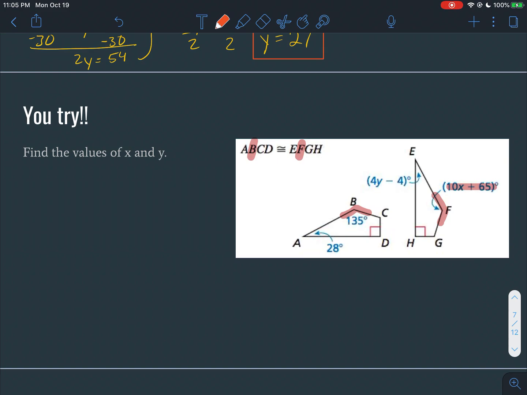So to find x, 10x plus 65 equals 135. So I'm going to subtract 65 from both sides. So 10x equals 70. And divide both sides by 10. So x equals 7.